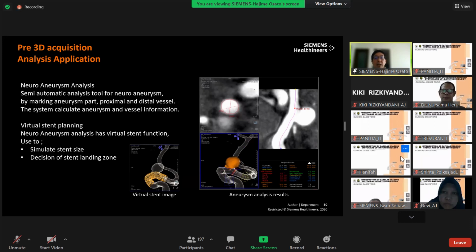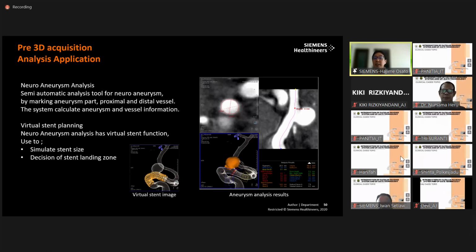And our application provides a virtual stent planning. It is used to simulate the stent size and decide the landing position. All right, so I will explain what is neurostent data.